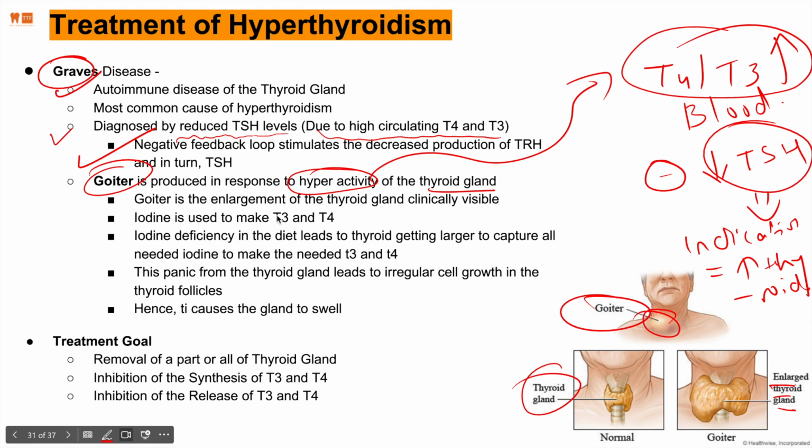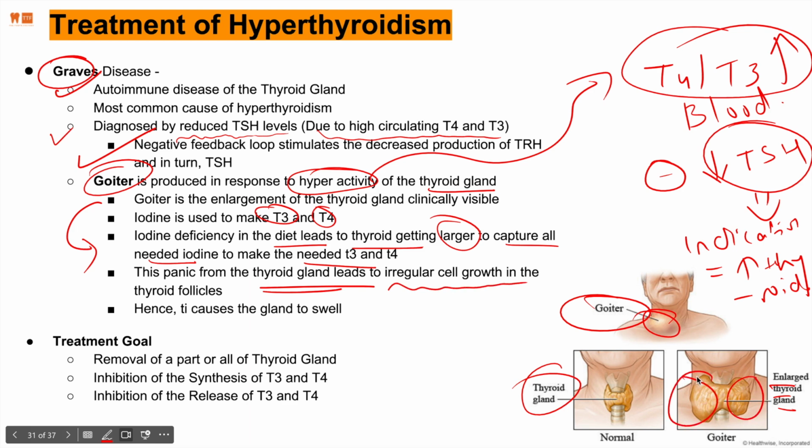Iodine is used to make T3 and T4. Iodine deficiency in the diet leads to the thyroid getting larger to capture as much iodine as possible and make as much T4 and T3 as needed. So goiter happens. This panic from the thyroid gland leads to irregular cell growth. Look at how irregular this is in the thyroid follicles. Hence, it causes the gland to swell, and that's what goiter is.